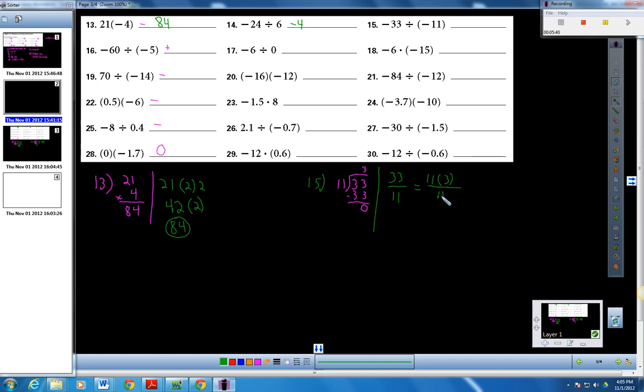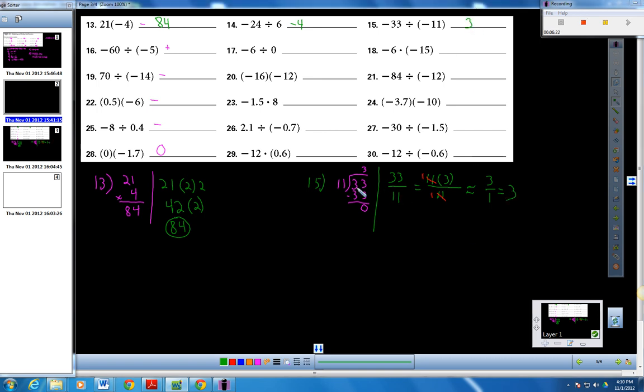Now I see something interesting. I'm allowed to cross-cancel at this point. I can cancel out the 11s because I know that 11 over 11 is just 1. There's one group of 11 here, one group of 11 there in the numerator. At that point, I can set that equal to 1 times 3, which is 3, over 1, which I know is positive 3.